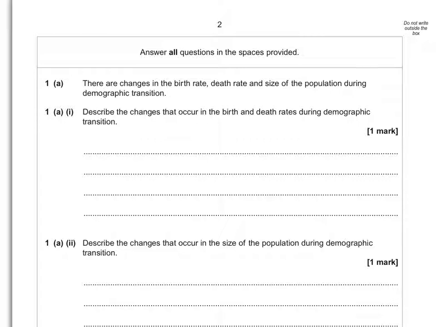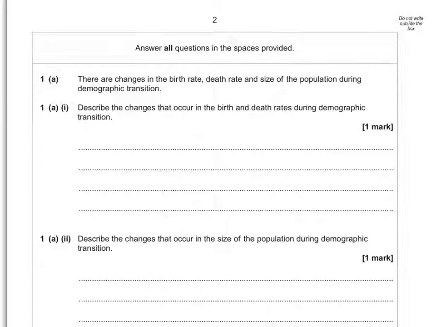Okay, so looking at the first question, it's asking about demographic transition related to birth rates, death rates and the size of population. So the first question is definitely what I would call a learn and churn answer. It's asking you to describe the changes that occur in the birth and death rates during demographic transition. Over time, what will occur is that both the birth rate and the death rate will fall. So you need to mention birth rate and death rate falling.